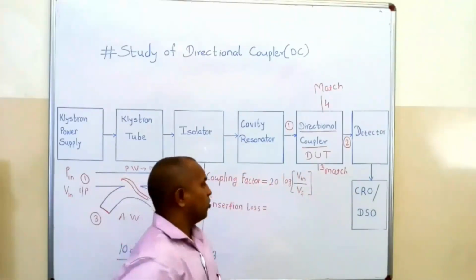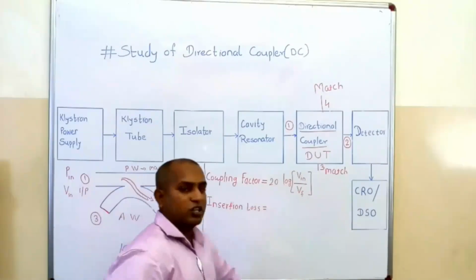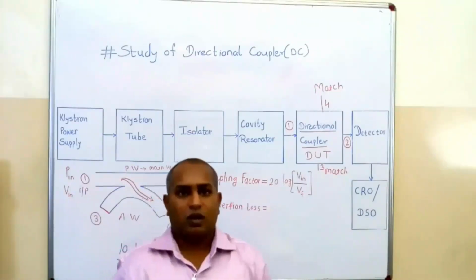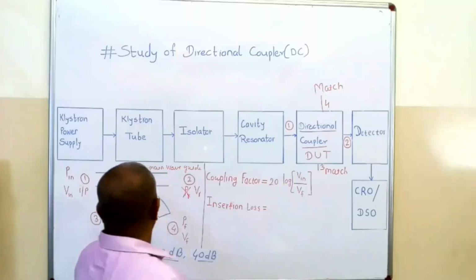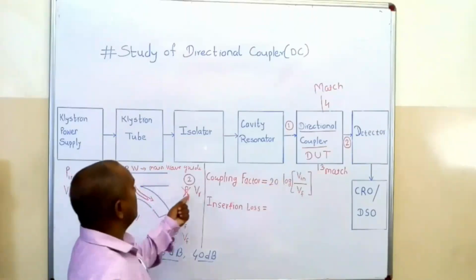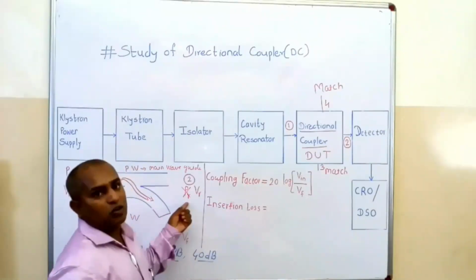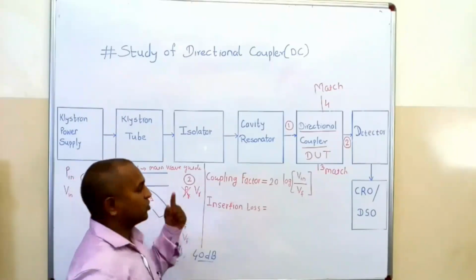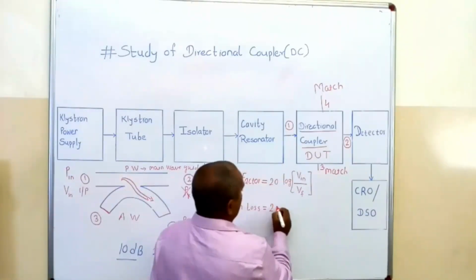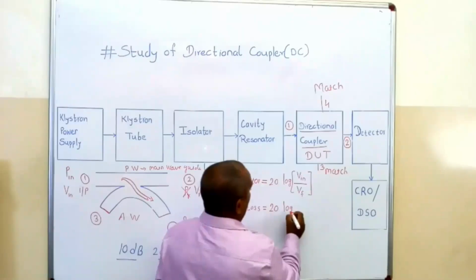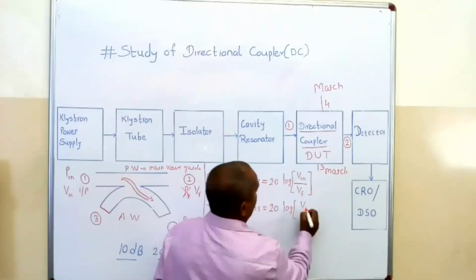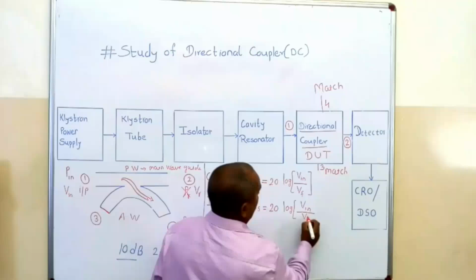So according to the insertion loss definition, it is the ratio of input power to the received power across a port. So my definition is 20 log of Vin divided by VR.